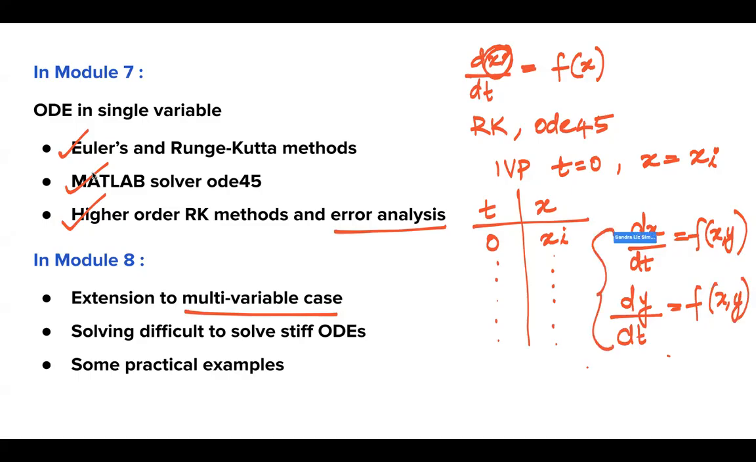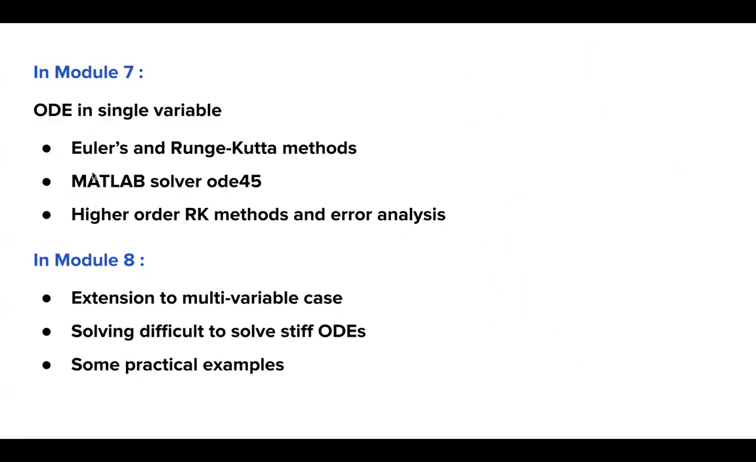You can't solve one alone and the other alone, because you can see this y is there in the first function, and for the other function x is there. So they are coupled with each other. We need to solve both these ODEs together. So now we have two unknown variables x and y. That is the multivariable case. Then we will be looking at stiff ODEs and non-stiff ODEs, and we will be solving some practical examples. Okay, so now let's start.